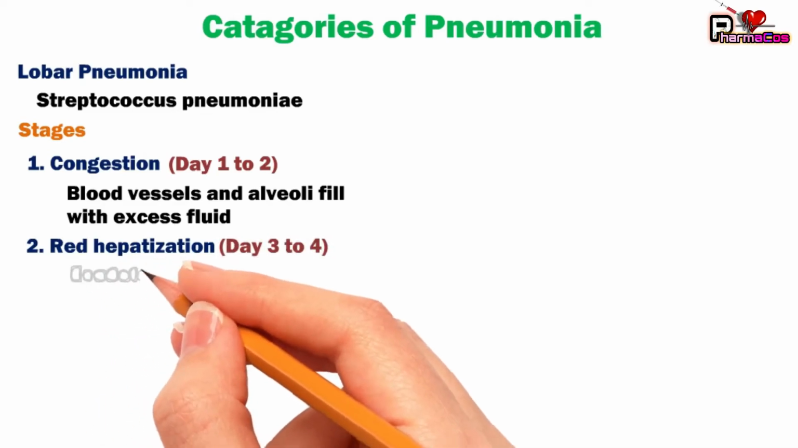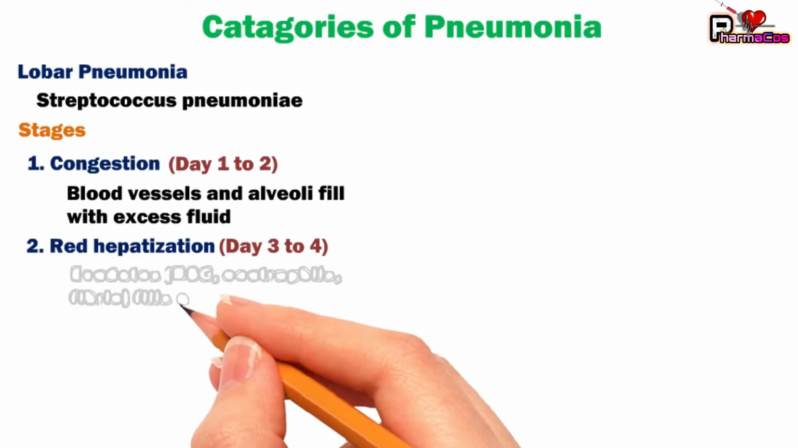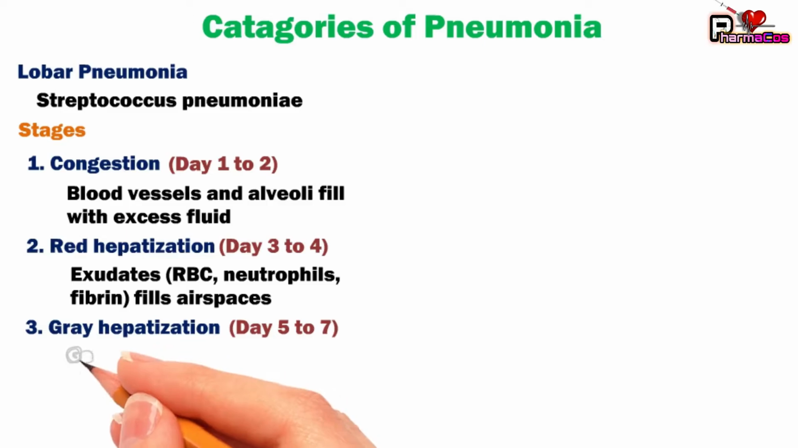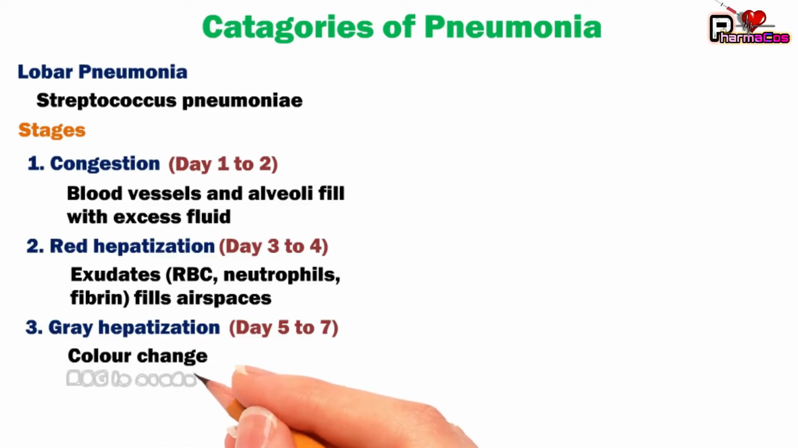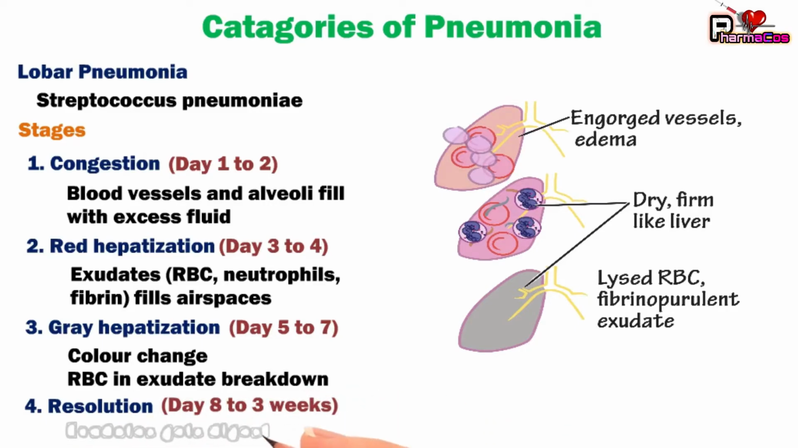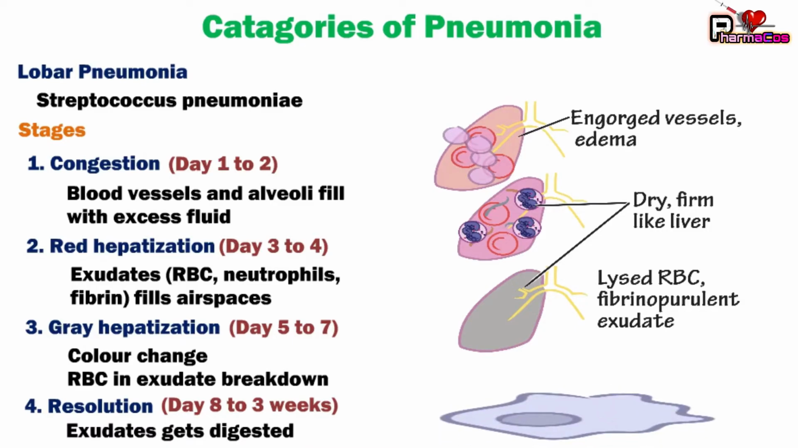This is where the exudates, which contain red blood cells, neutrophils, and fibrin, start filling air spaces and make them more solid. The name hepatization refers to the lungs taking on a liver-like appearance from the reddish-brown color of the exudates. The third stage is grey hepatization, which happens around day 5 to 7. In this stage, the lungs are still firm, but the color has changed because the red blood cells in the exudates are starting to break down. The last stage is called resolution, and this happens around day 8 and can continue for 3 weeks. In this stage, the exudates get digested by enzymes, ingested by macrophages, or coughed up.